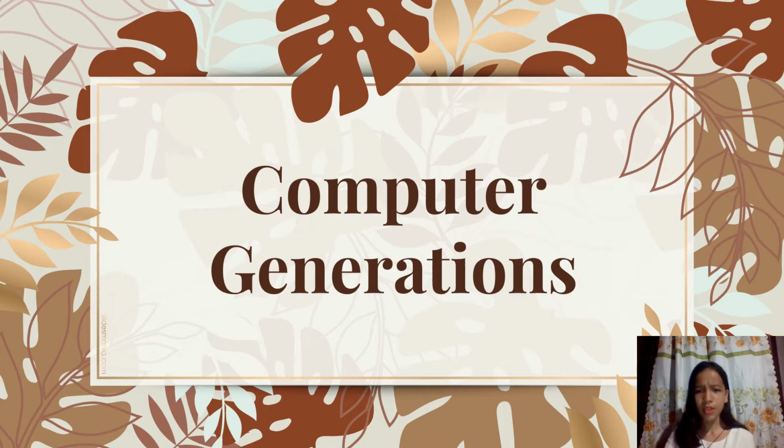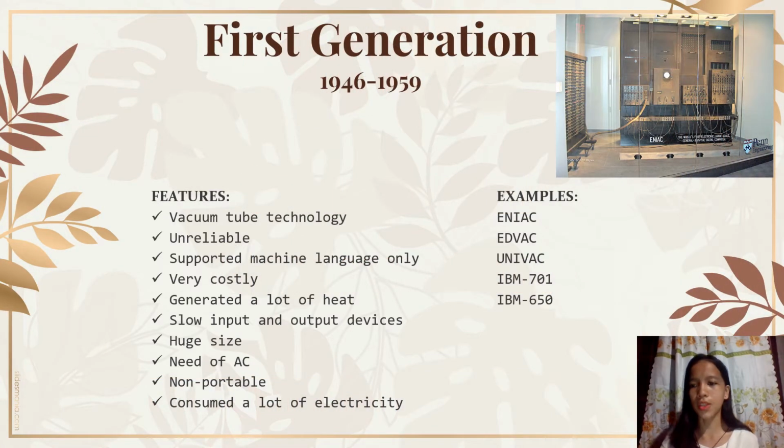So, the first generation of computers happened during 1946 to 1959. As we look at the picture on the right side, we can see that it is different from the form of the computers we see today. So what are the features of this kind of first generation computer? We have vacuum tube technology, which is what this computer used.